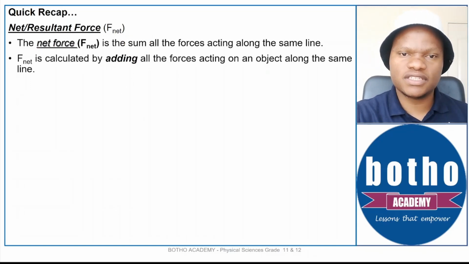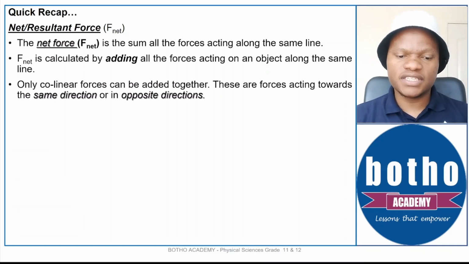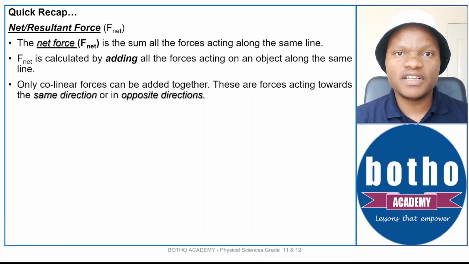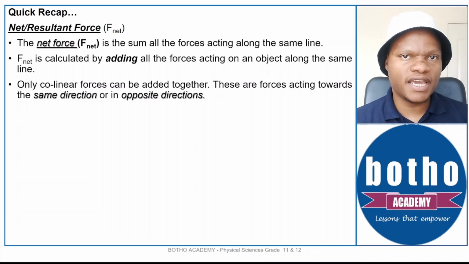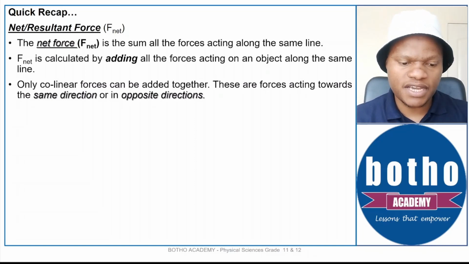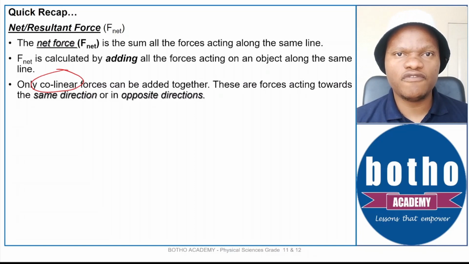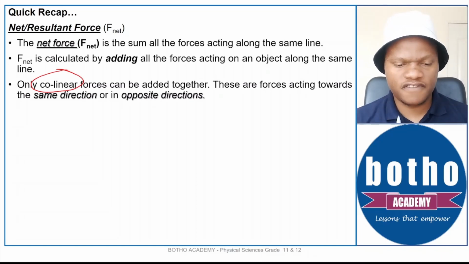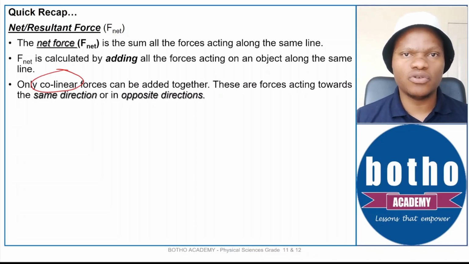But now let's understand the second part of the definition, which says along the same line. Okay. In the topic on vectors in two dimensions, you were taught that you can only add vectors that are acting along the same line, or what we call collinear vectors. So even with force, because a force is a vector, anything that is applicable to vectors is applicable to forces, because forces are vectors as well. So you cannot add forces that are not acting along the same line.